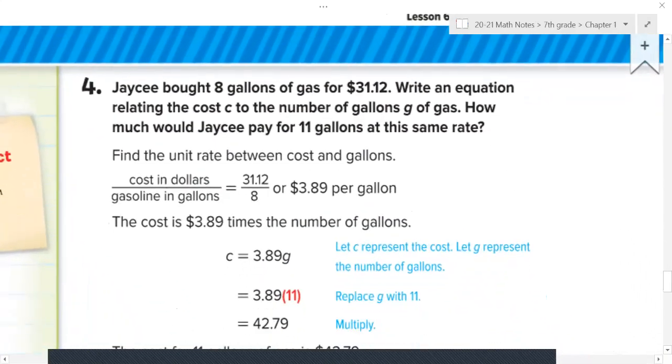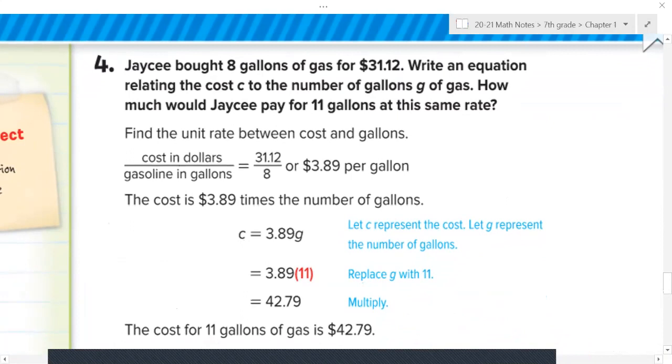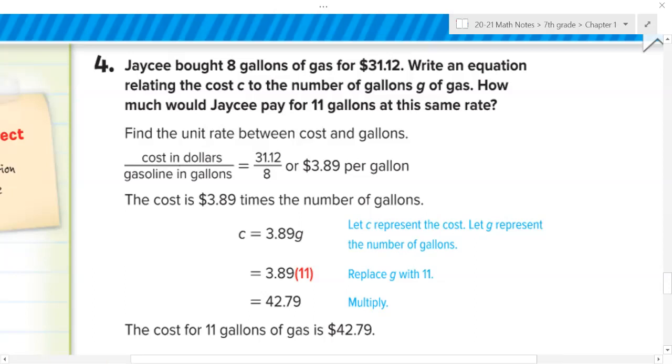So for this example, they also use the unit rate. JC bought 8 gallons of gas for $31.12. Write an equation relating the cost C to the number of gallons G of gas. How much would JC pay for 11 gallons at the same rate?